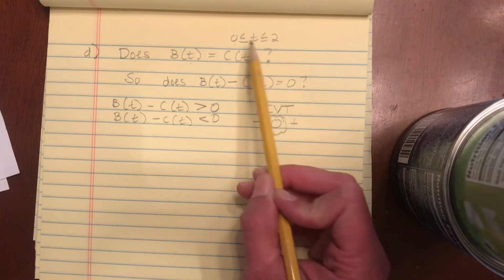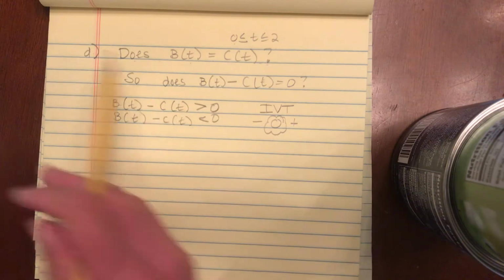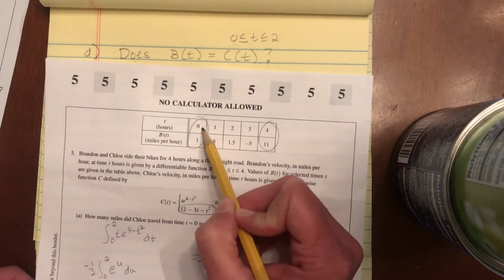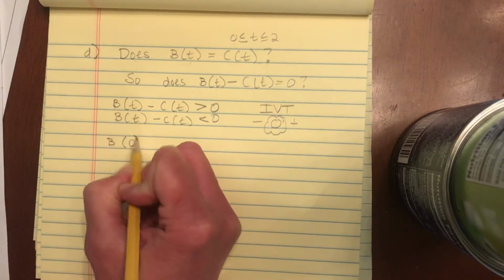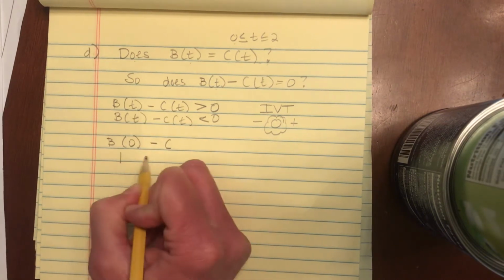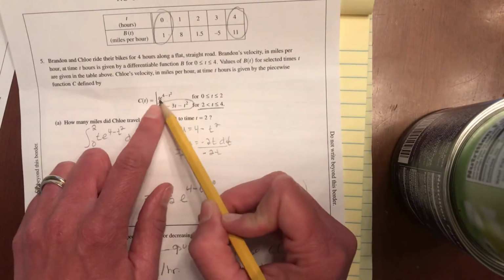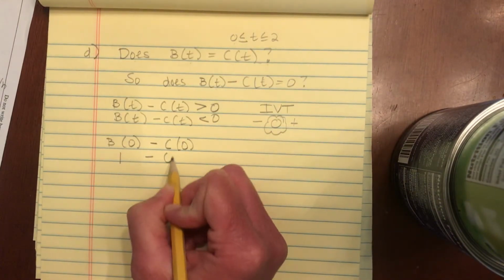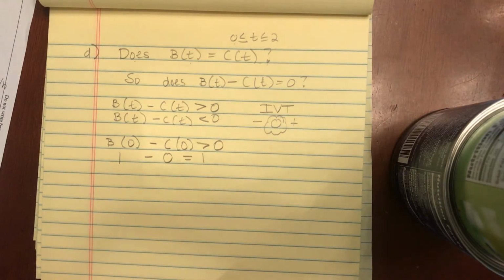Let's start with the easiest values that we know, right? They want us to check an interval at 0 and 2. So to get Brandon's values, I'm using the table. At 0 seconds, Brandon has a velocity of 1. And at 0 seconds for Chloe, when I plug in a 0, 0 times whatever this is just going to wipe it out, right? So it's minus C of 0 is 0. Okay, so that is positive.